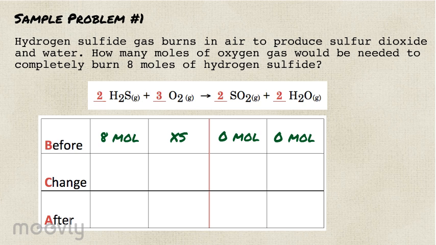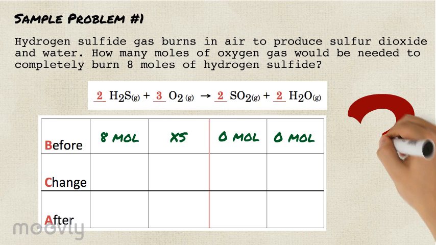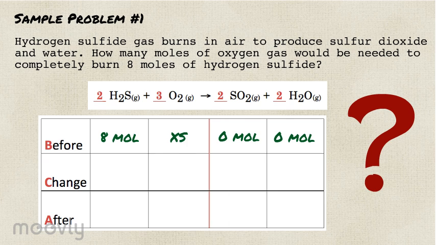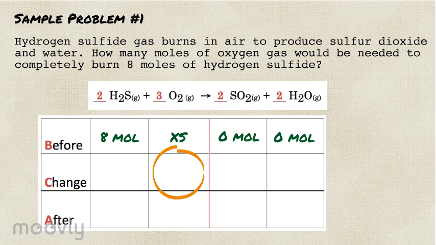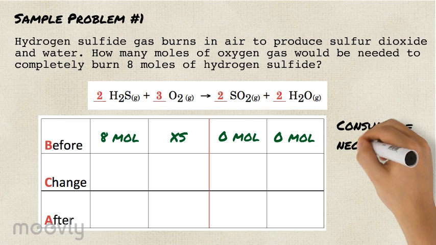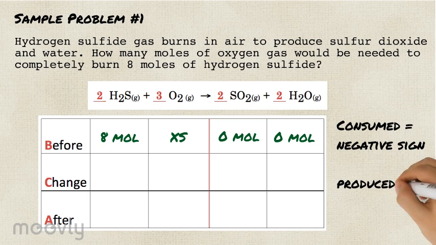and water. Now we will determine what information we are trying to find, in this case the number of moles of oxygen gas needed to completely react with hydrogen sulfide. In our BCA table, it is the box with a change in oxygen in the reaction. We're going to now fill in the change row, which will indicate how much the amount of reactants and products changes over the course of the reaction. Remember, the reactants are always consumed, so we will show this with a negative sign, and products are always produced, so we will show this with a positive sign.